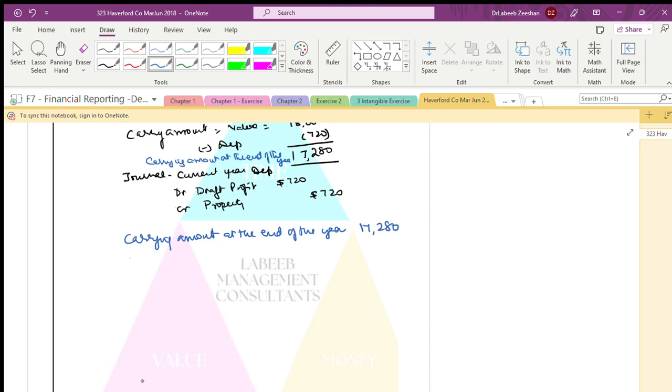17,280 minus the revaluation amount, 16,000. How much is the difference? The difference is 1,280. This is a revaluation loss. Okay.